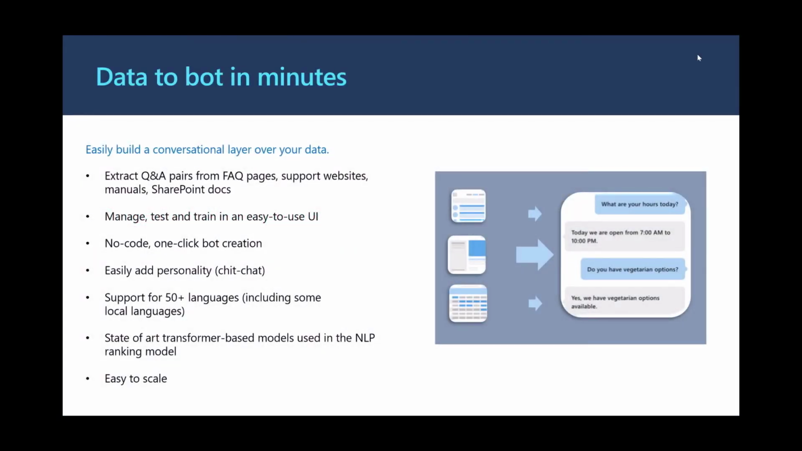Question answering helps you build a conversational layer over your data. You begin with creating a knowledge base to which you can add documents from various sources such as fact pages, support websites, manuals, etc. The user is given an easy-to-use user interface for managing the content. The users can also add personality to their knowledge bases, which is essentially a pre-curated list of Q&As such as professional, humorous, etc. Once the knowledge base is created, the user can quickly add it to a bot application.